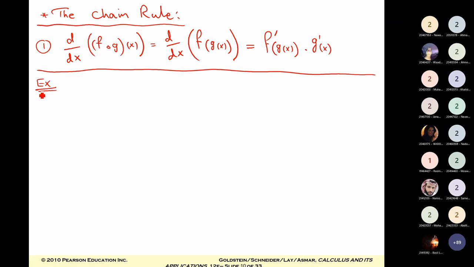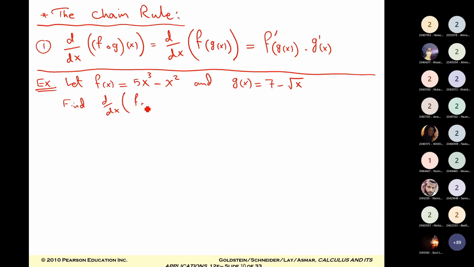Example: let f of x equal 5x to the power 3 minus x squared, and g of x equal 7 minus radical x, and we need to find d over dx for f composite g of x.